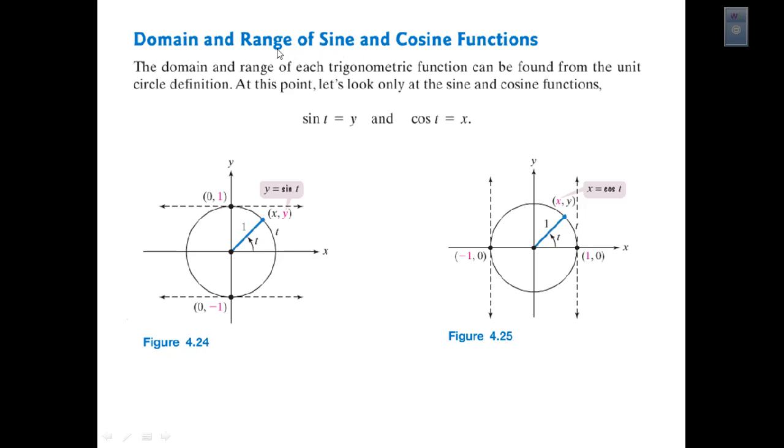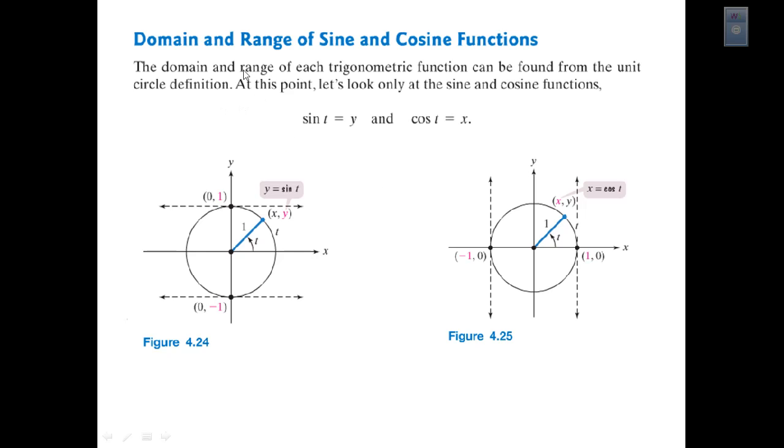Alright, so the domain and range of sine and cosine functions. Domain, remember, is your input value. We typically refer to that as your x, but in this case, remember, our t is our input. It's the angle. So we have to keep that in mind. Domain is not always going to be the x value. There are times when it's going to be some other variable or some other value that we're putting into a function and getting values out. In this case, our input value, our domain, is going to be t.